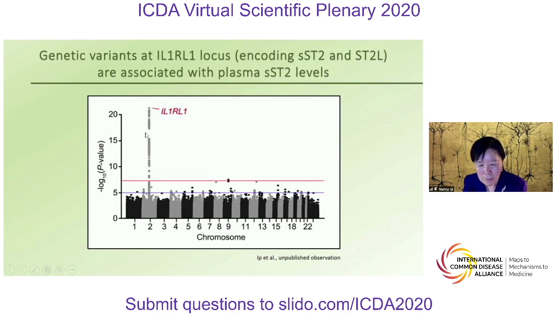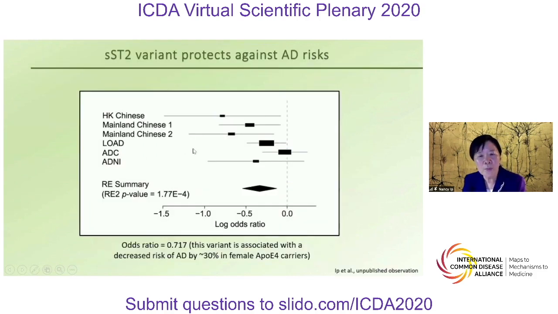That is, we identify genetic variants at this IL-1 receptor L1 locus, encoding soluble ST2 and ST2. And we found that these genetic variants are closely associated with plasma soluble ST2 level. So we conducted further meta-analysis, using our in-house data, that is the cohorts from AD patients in Hong Kong and also AD patients in the mainland, plus 3 cohorts with Caucasian population.